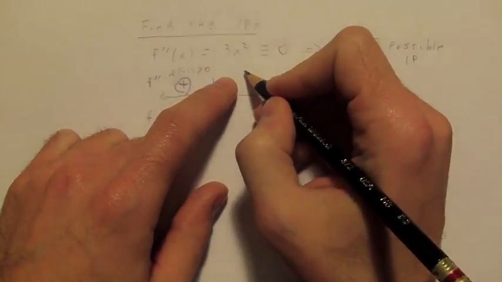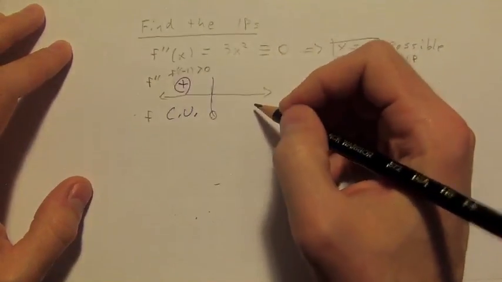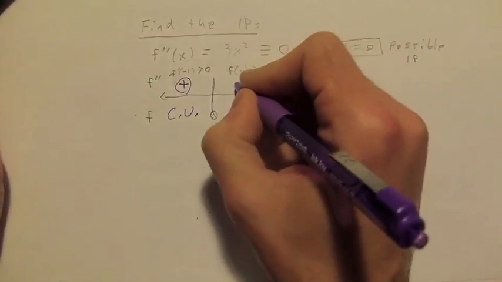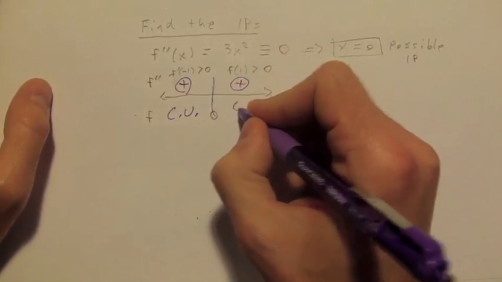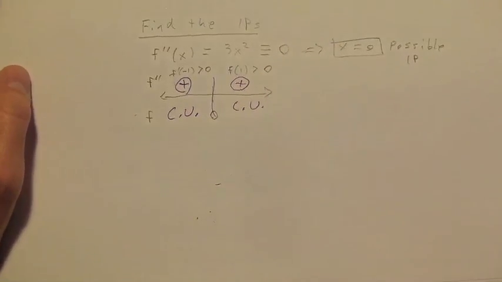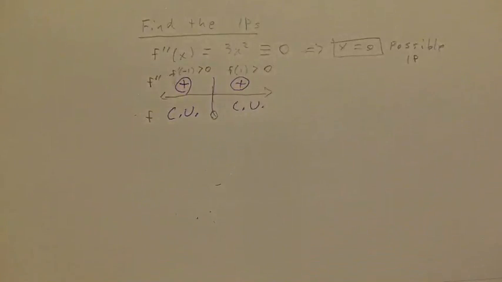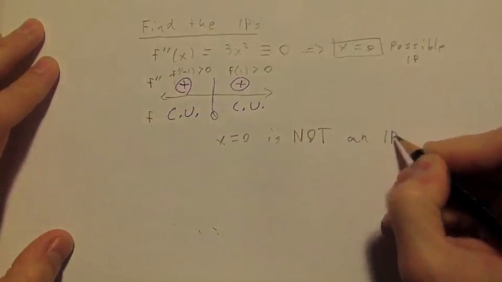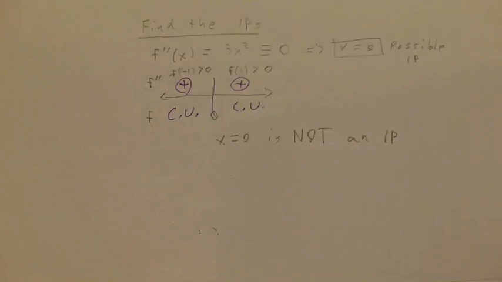And what do we have here? If I plug in something to the right of 0, say f double prime of 1, we also get something that's positive, which will be concave up again. So f is going from concave up to concave up. That means that x equals 0 is not an inflection point. So you won't always have an inflection point. In fact, this guy doesn't have an inflection point.